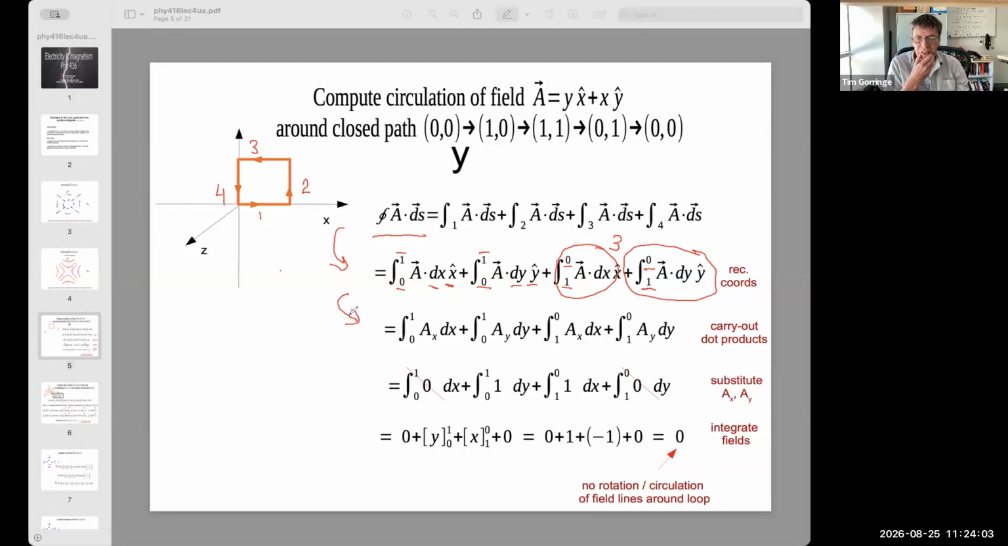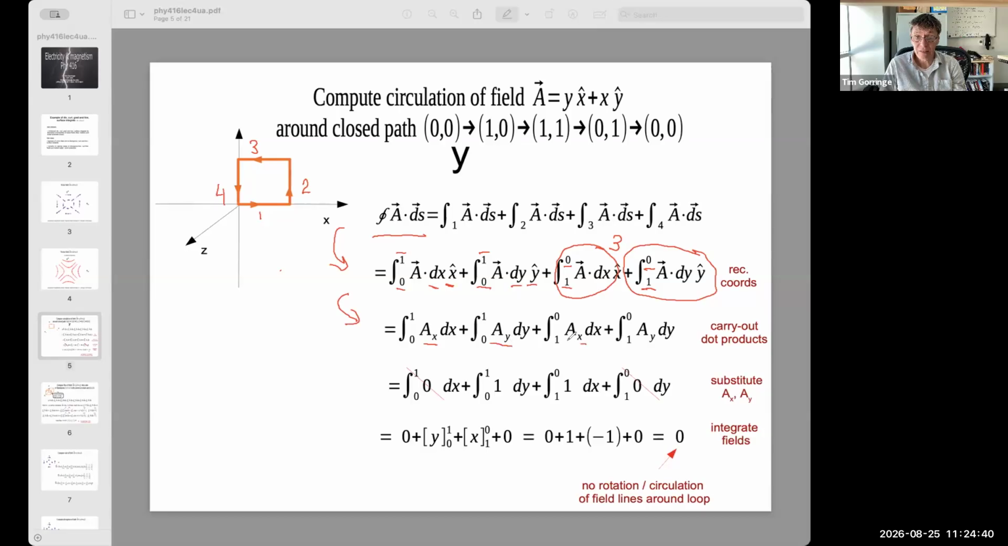In the next step, I just carried out the dot product. As we were discussing, it's the parallel component of the field that contributes to circulation. So I'm carrying out the dot product with the unit vectors that appear in each of these four expressions. This dot product of the vector field with the x unit vector will pick out the x component of the field. This dot product of the field with the y unit vector picks out the y component of the field.